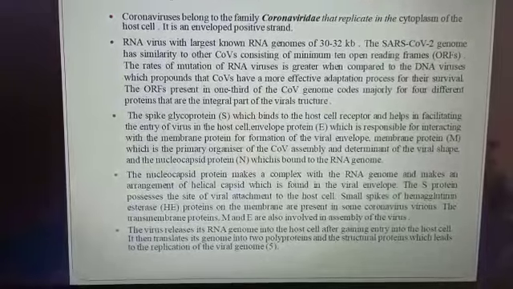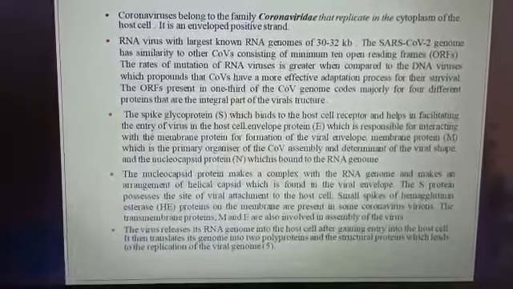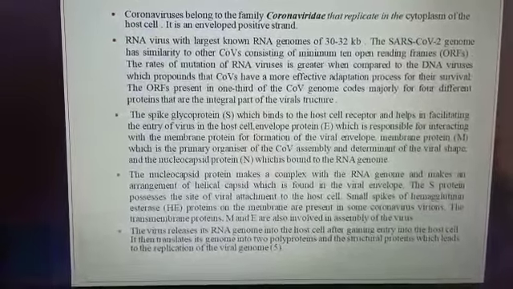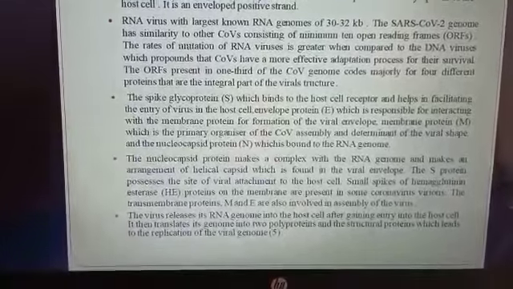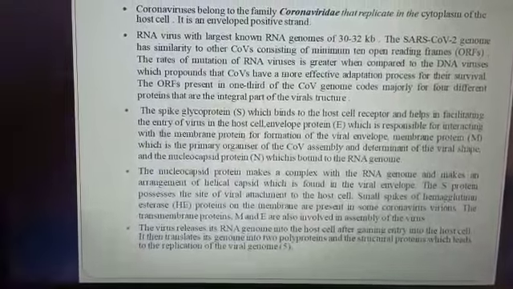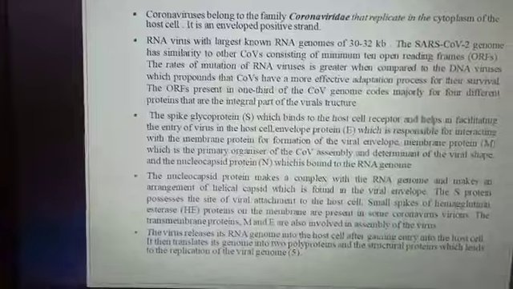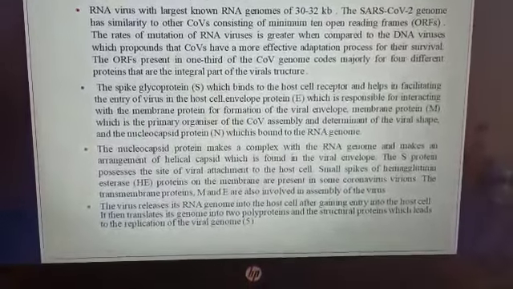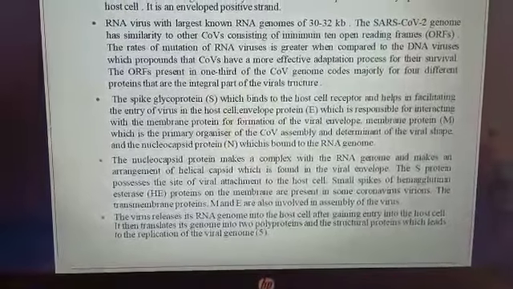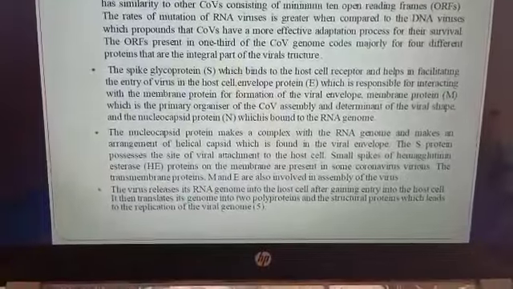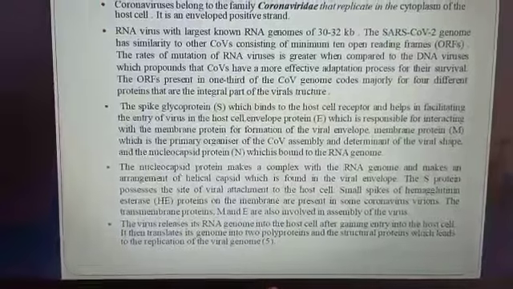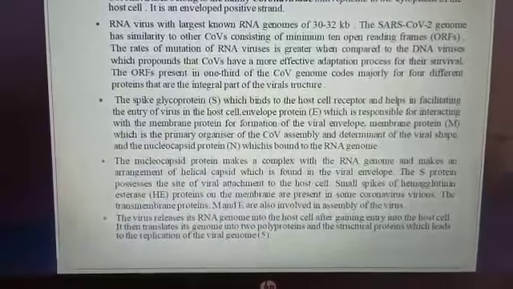The ORFs present in one third of the coronavirus genome code majorly for 4 different proteins that are an integral part of the viral structure. The spike glycoprotein, which binds to the host cell receptor and helps in facilitating the entry of virus into the host cell. Envelope protein E, which is responsible for interacting with the membrane protein for formation of the viral envelope. Membrane protein M, which is the primary organizer of the coronavirus assembly and determinant of the viral shape, and nucleocapsid protein N, which binds to the RNA genome.